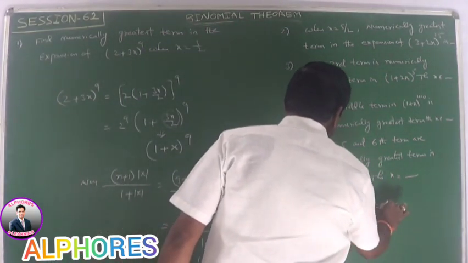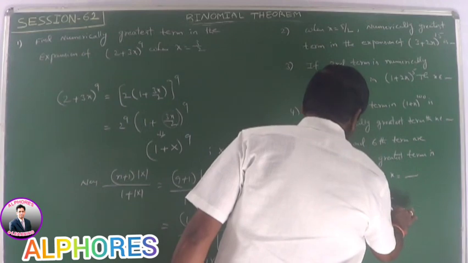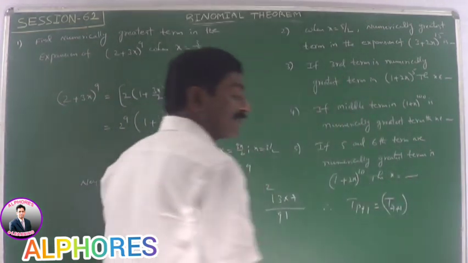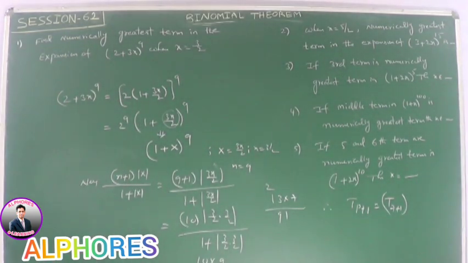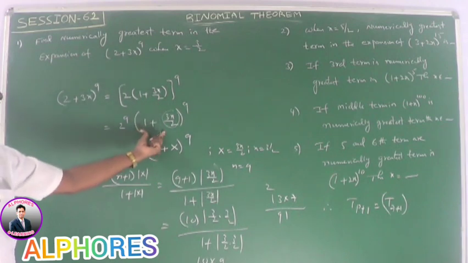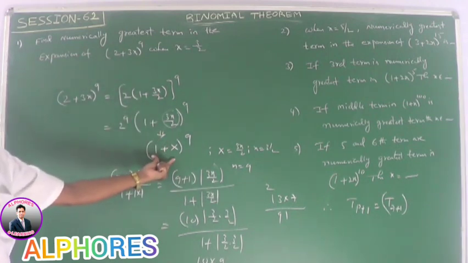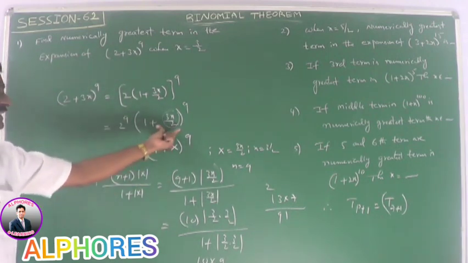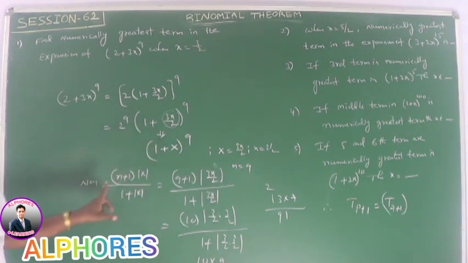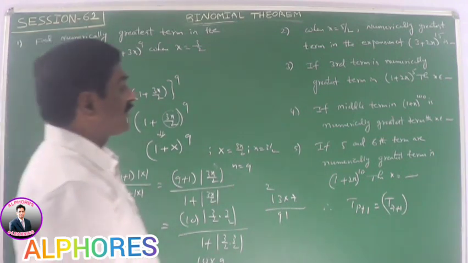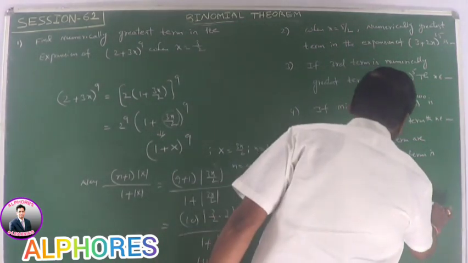Therefore, p plus 1, that is T of 7 plus 1, that means T8 is the numerically greatest term. Please note this value. (2 plus 3x) whole power 9 means 2 power 9 into (1 plus 3x by 2) whole power 9. It is in the form of (1 plus x) whole power n. Now we find (n plus 1) into mod x by (1 plus mod x). Therefore, T8 is the numerically greatest term.